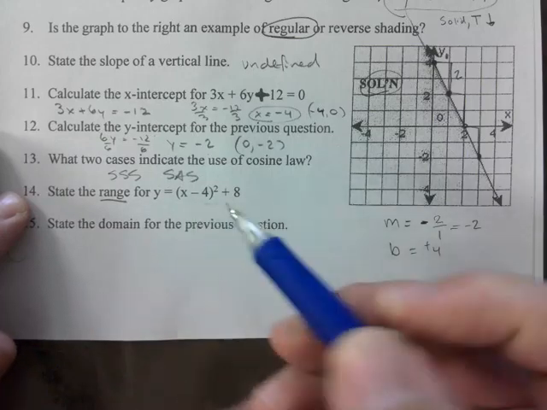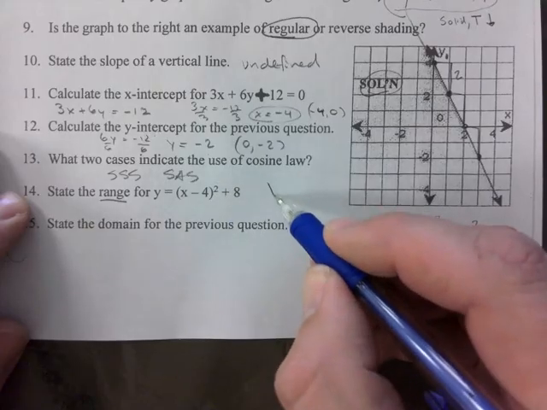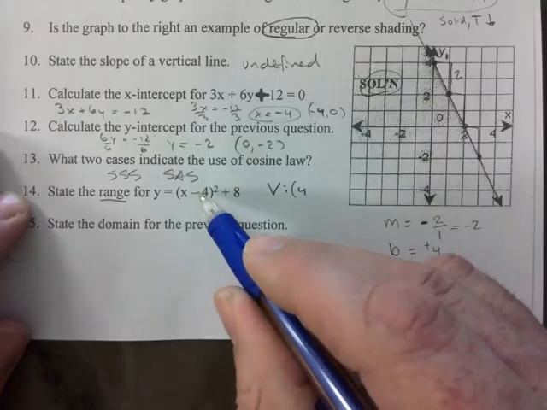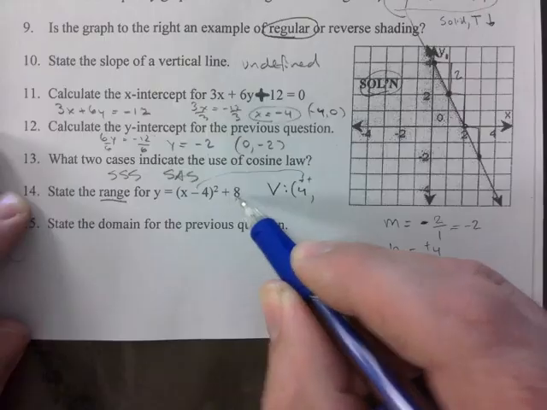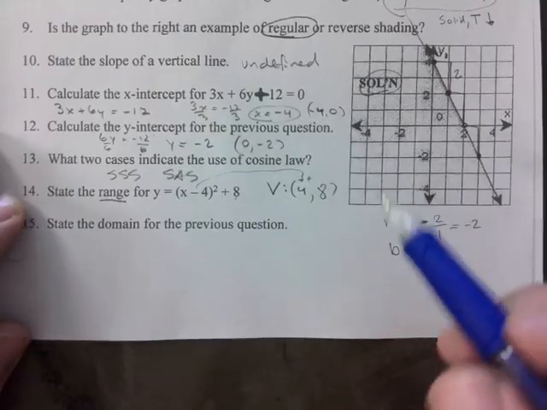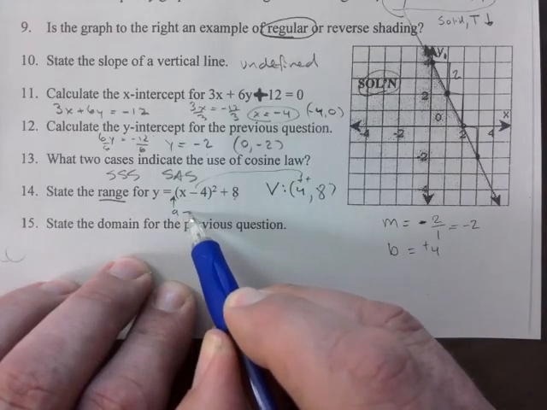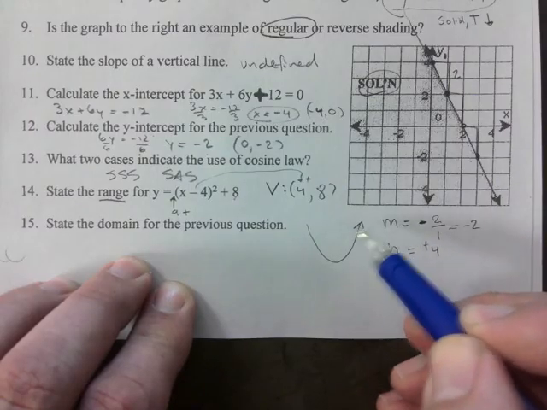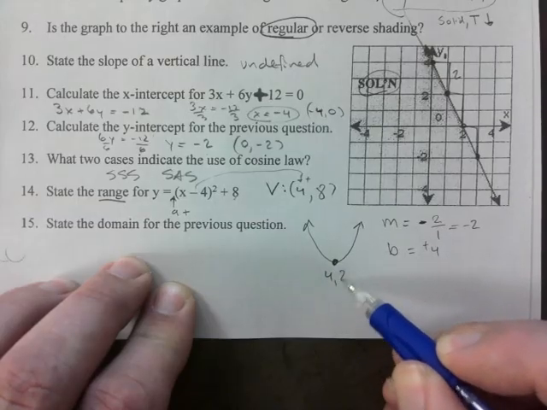Range for this. Here I need you to refresh your memory. This is in vertex form, which means that the vertex is what? 4 positive, right? The sign switches to positive, and this stays. This is 8. That's the vertex. And what is A? A is right there. A is positive. So I know that this parabola actually points up, and I have the vertex right here, 4, 8.